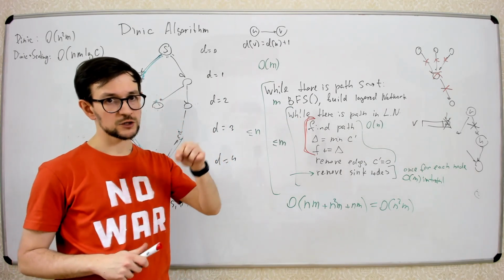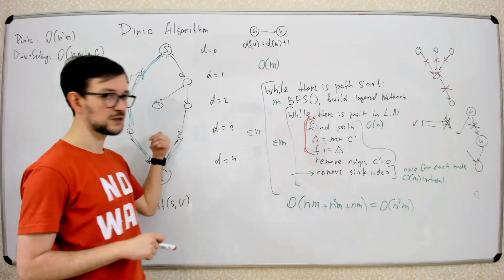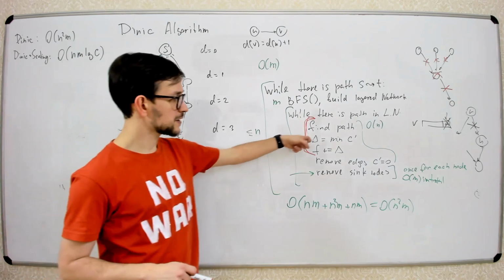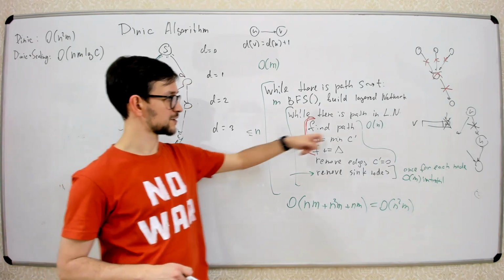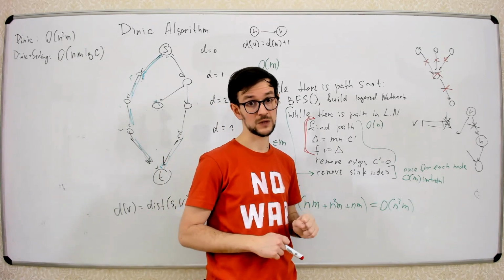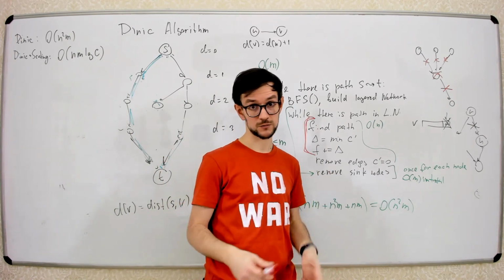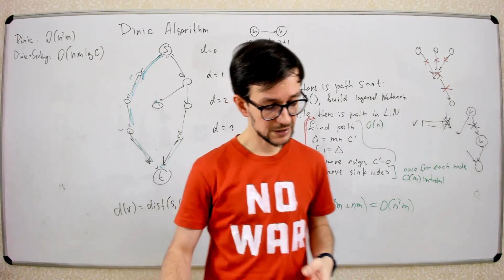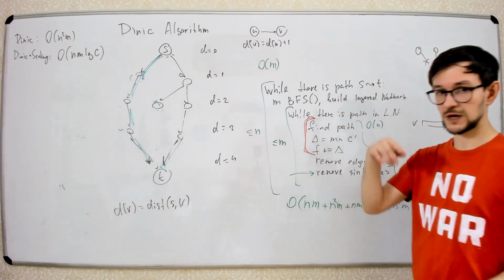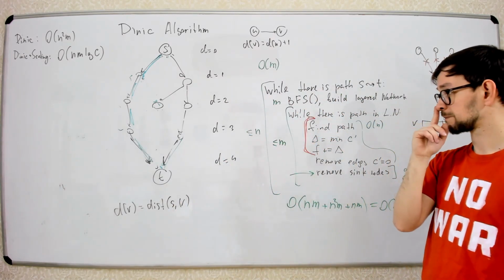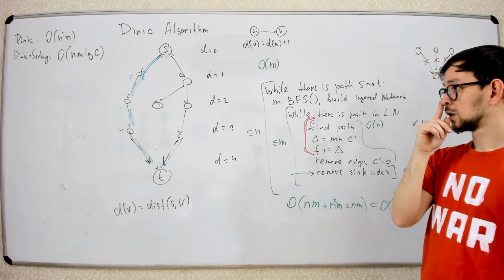We'll try to find the shortest path in the layered network and make these modifications faster than in linear time by using some advanced data structures, which we actually discussed last year in the second semester. So let's go.